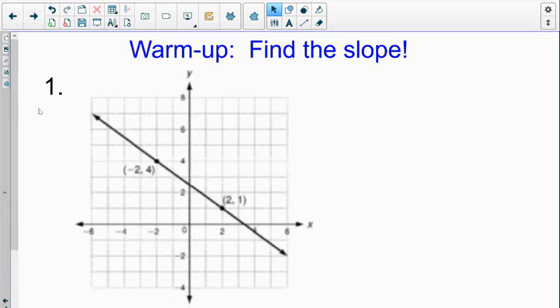All right, so first we're going to do just a real quick warm up. You can do this in your head or jot things down in your notes, but I just want you to find the slope. Please pause the video and resume when you are ready.